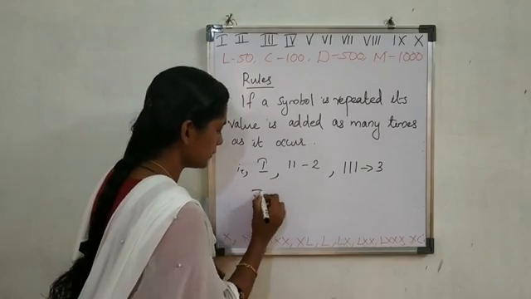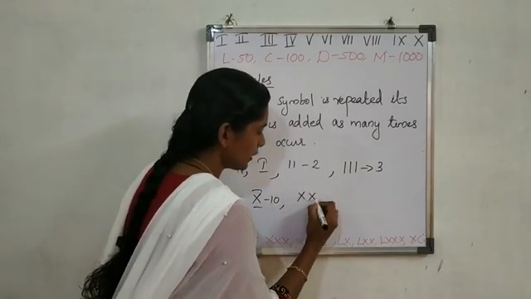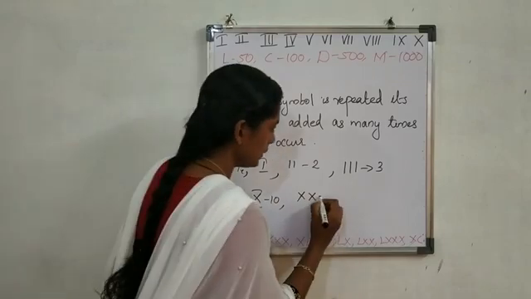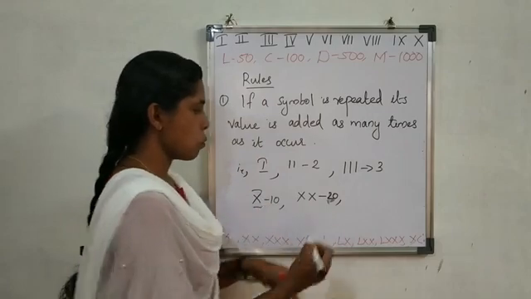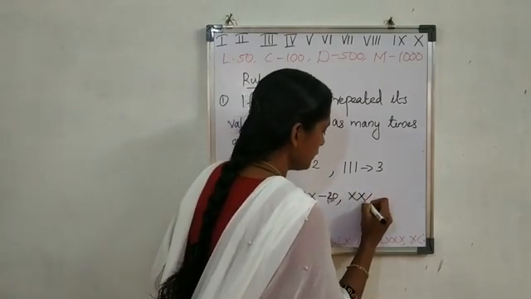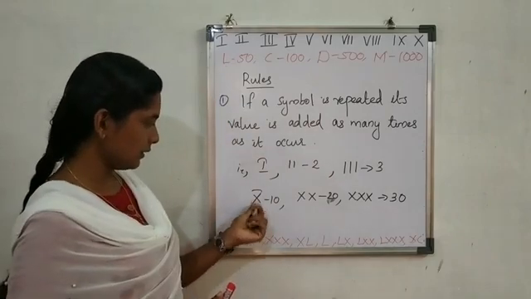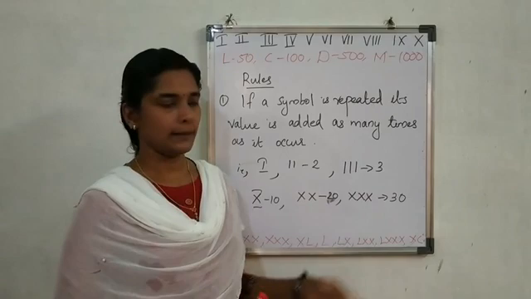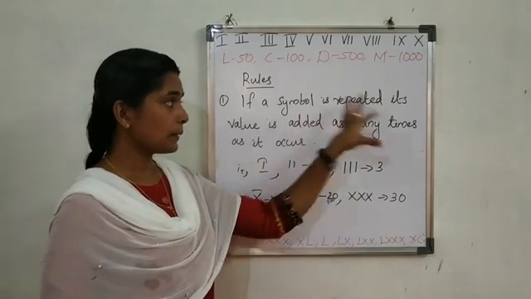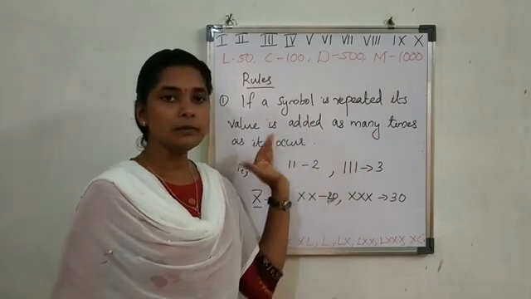In the same way, this one is 10. If I write it 2 times, it is repeated 2 times, that means it is 20. Then if it is repeated 3 times, it is 30. This is 10, 2 times 10 is 20, 3 times is 30. This means if a symbol is repeated, its value is added as many times as it occurs.